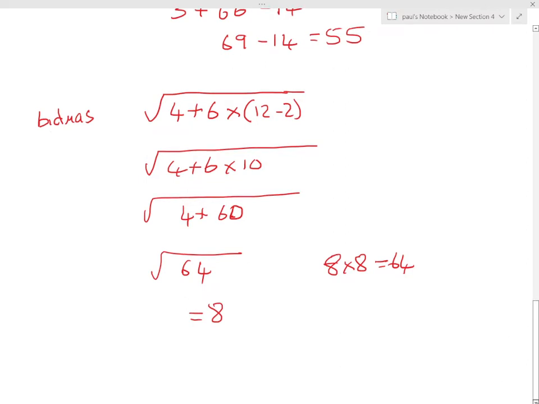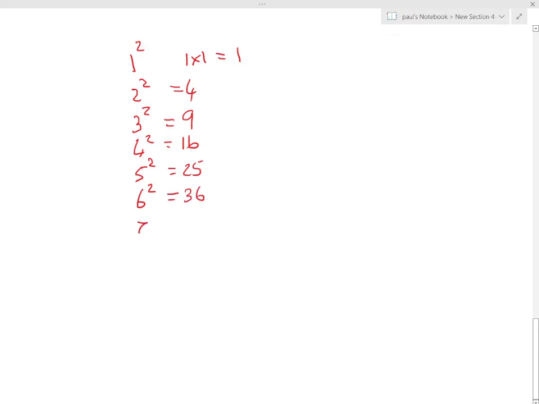So that leads us on nicely to squares and square roots. A square is denoted by a little 2 at the top, that indices bit. So 1 squared, 1 times 1, equals 1. 2 squared is 2 times 2, which is 4. 3 squared, 3 threes are 9. 4 squared, 16. 5 squared, 5 fives are 25. 6 squared is 36. 7 squared is 49. 8 squared, 8 eights are 64.